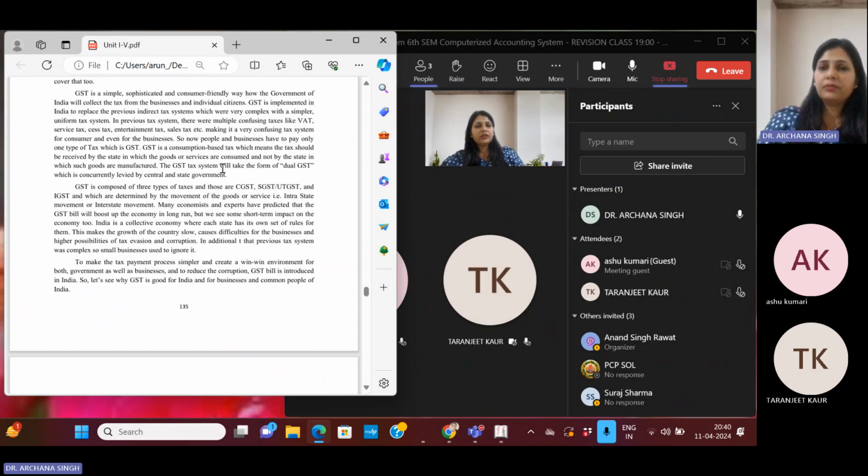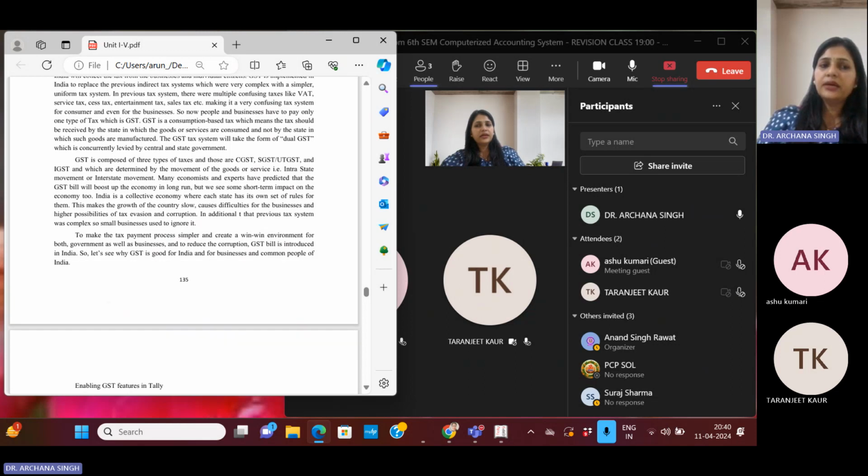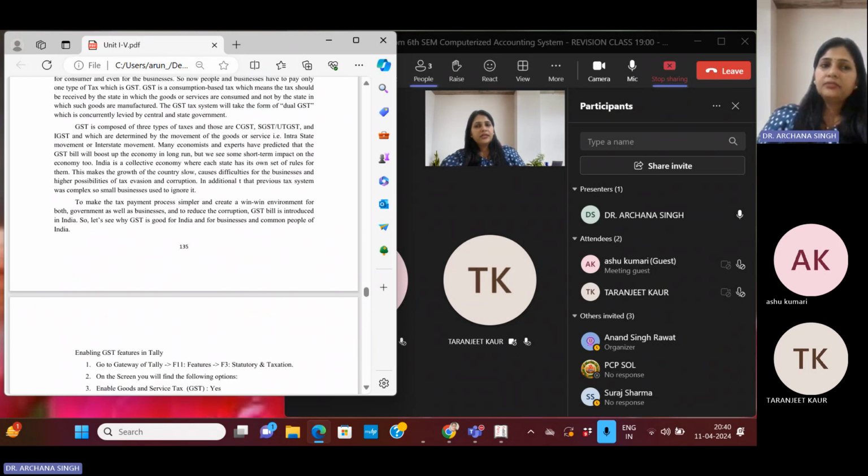तो जहाँ पे consume हो रहे हैं वहाँ पे GST they had to pay, उस state में नहीं देना जहाँ पे वो manufacture हो रहे हैं. So GST tax system will take form of dual GST, which is concurrently levied by central and state government.